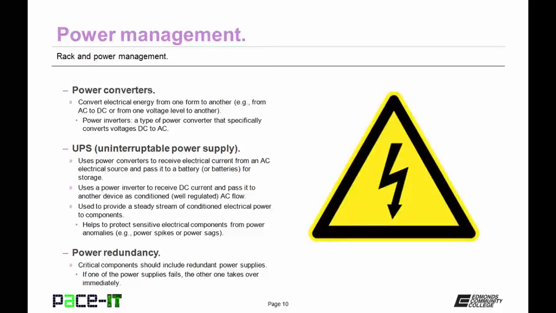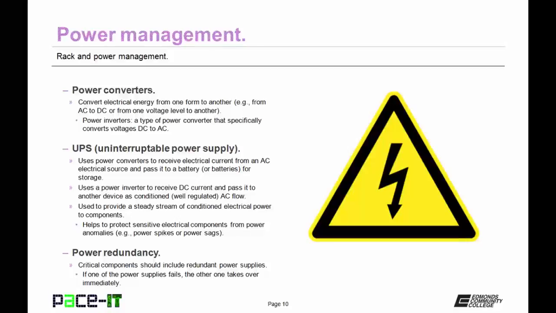It uses power converters to receive electrical current from an AC electrical source, and it passes that current to a battery or set of batteries for storage. It then uses a power inverter to receive DC current from the batteries and pass it to another device as a conditioned and well-regulated AC flow. They're used to provide a steady stream of conditioned electrical power to components. They help to protect sensitive electrical components from power anomalies, either from power spikes, power outs, or from power sags.